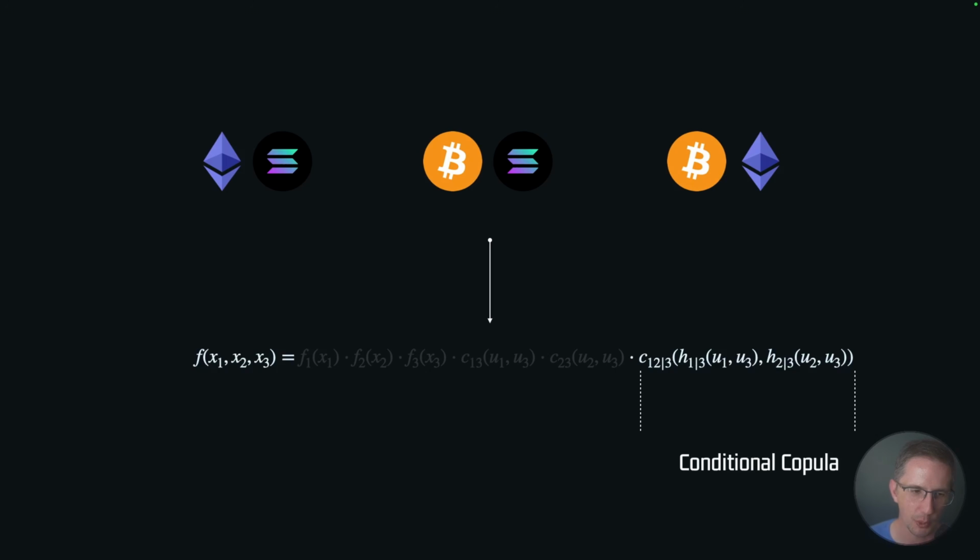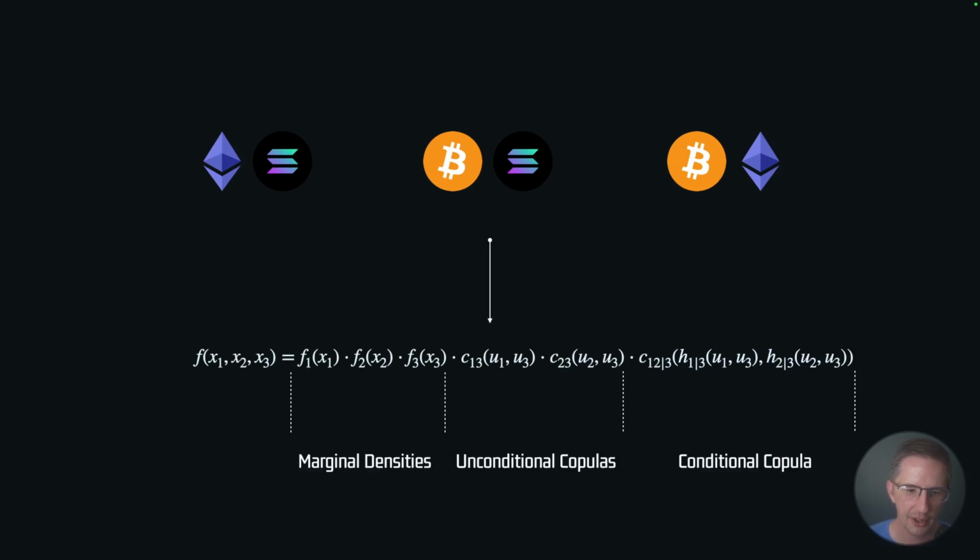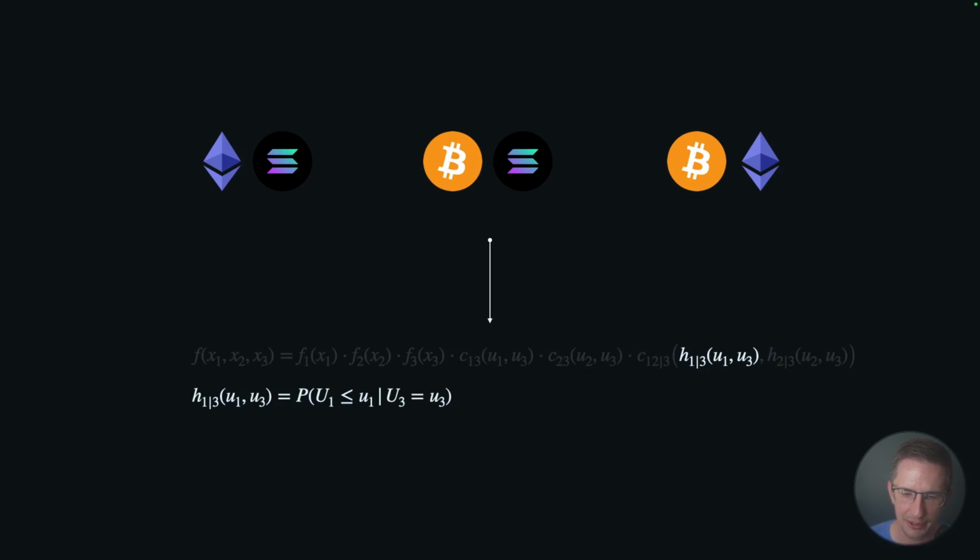We're about to get into a lot more detail, but the key thing to realize is that we can actually build our function just by knowing what the copulas are and the relationships between these assets. Now notice in here, I have this h function, this h1 given 3, for example, and h2 given 3. And this is very interesting, because what this is actually saying is, what is the probability of our first asset, which could be, say, Ethereum, being less than or equal to a certain value, given our U3 asset, let's say Solana, is equal to some value.